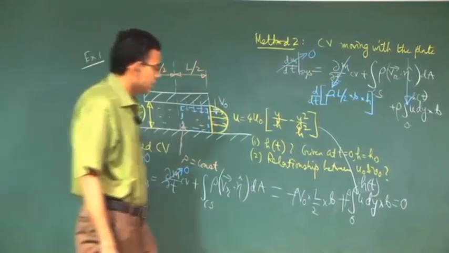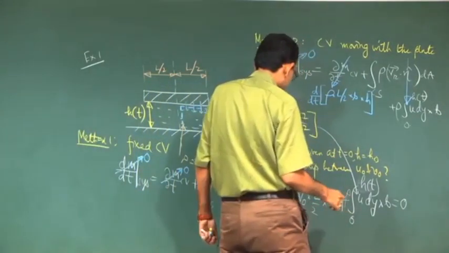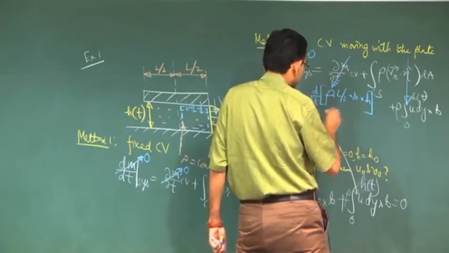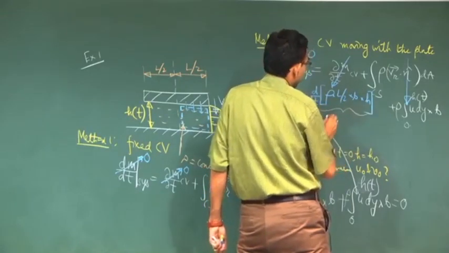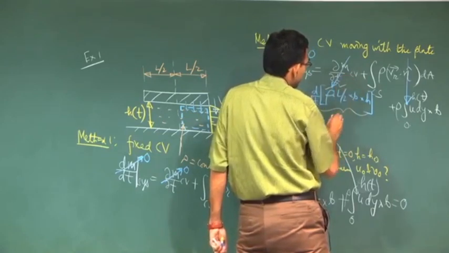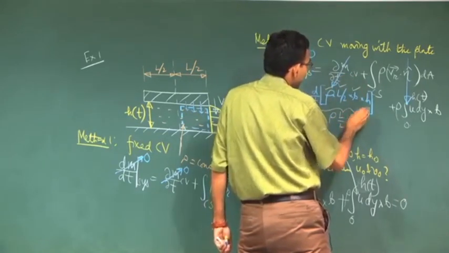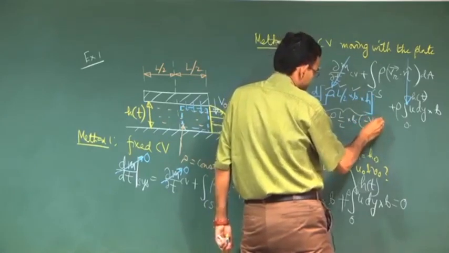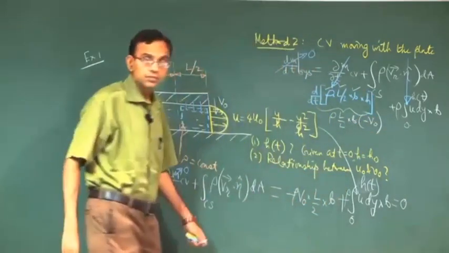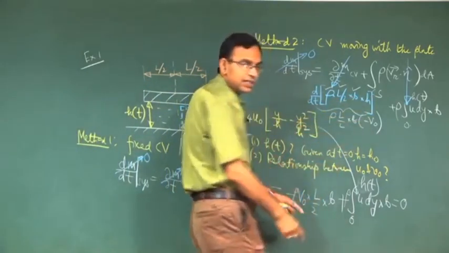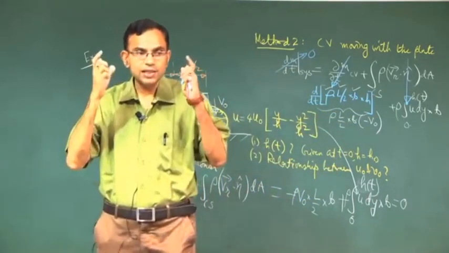Right. Look at this term, rho is fixed, L by 2 is fixed, so rho into L by 2 into B, and dH dt is minus V0, right. So you look into these two, the formulation is the same, the final answer is the same.